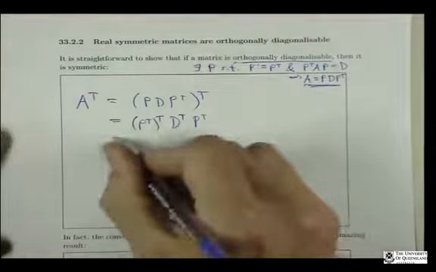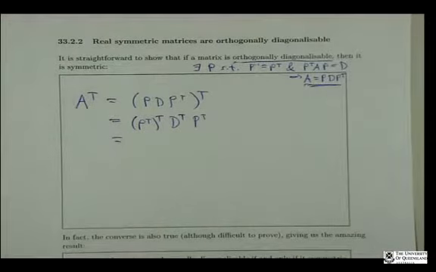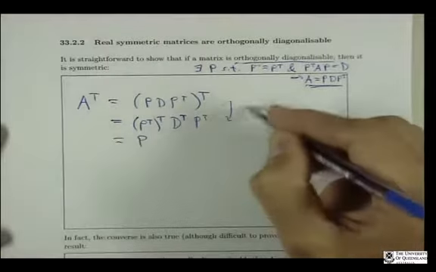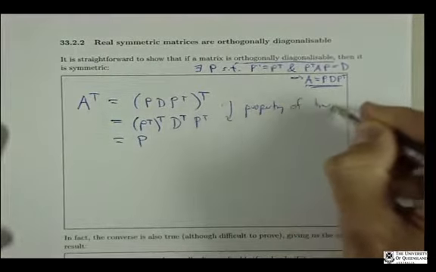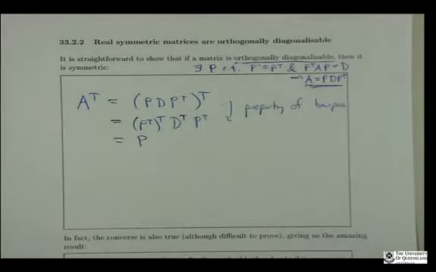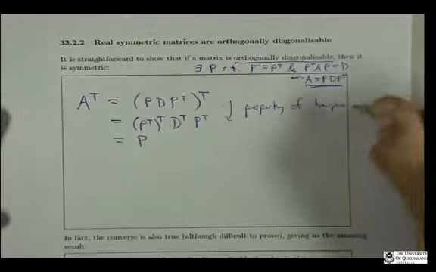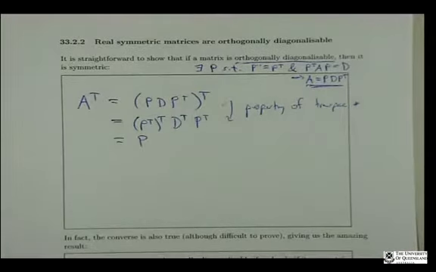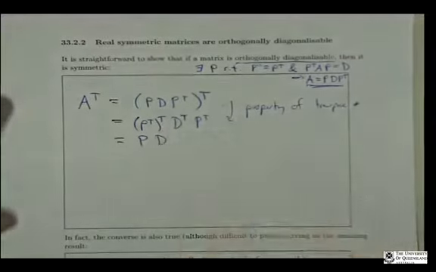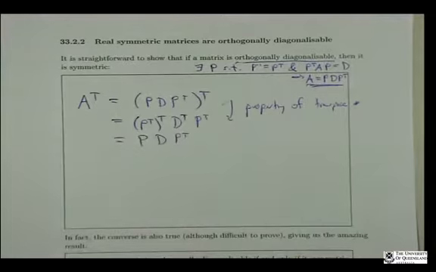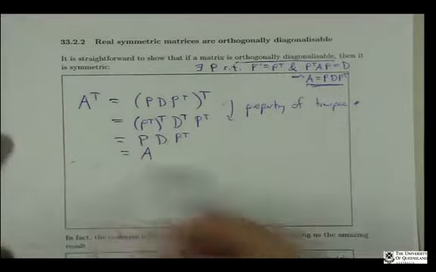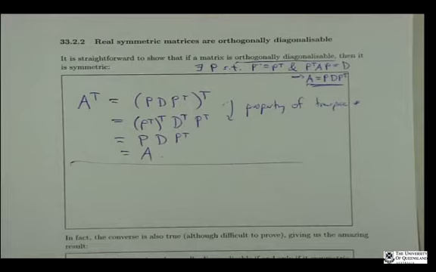Now this first matrix, if I take the transpose twice, that just takes me back to where I started, so that's the matrix P. This is using the property of transposes that I mentioned over here. D is a diagonal matrix, so the only non-zero entries are on the diagonal, and taking the transpose is not going to affect that at all. And there's nothing I can do with P transpose. But the point is now I've got this product P times D times P transpose, which is exactly A. So what we've just shown is that if a matrix is orthogonally diagonalizable, then it is symmetric.